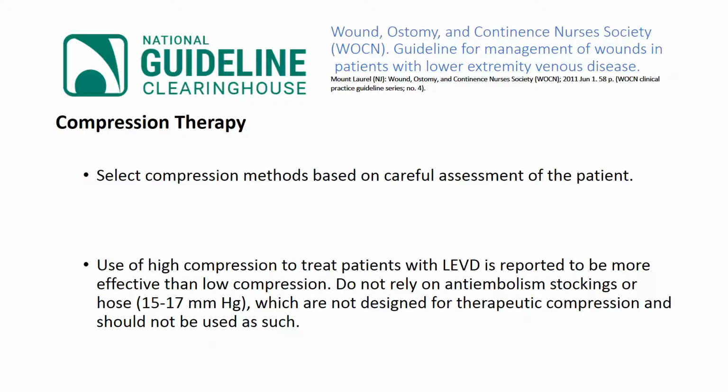You need an ABI, which is the ankle brachial index, and we'll talk more about that in the next presentation. But it's very important with any lower extremity ulcer or condition that you do a thorough assessment and make sure that there's vascular circulation. If there's not, you need to have that assessed by referring to the vascular.